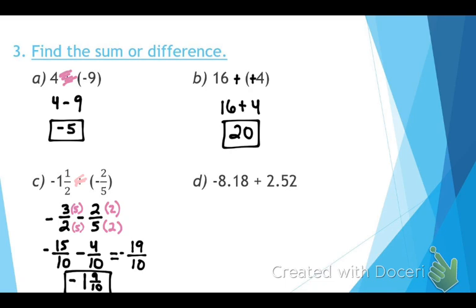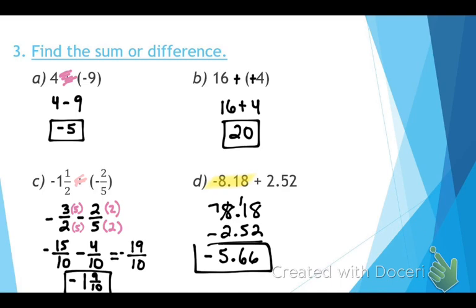All right, as I just walked around, so many of you had the correct answer. A couple made some silly mistakes. Do I have a same sign or a different sign? Different sign. So what do I do? Subtract and take. When I do that, take the sign of the larger number. This is where people forgot. This was the larger number, so my answer has to be negative 5.66.